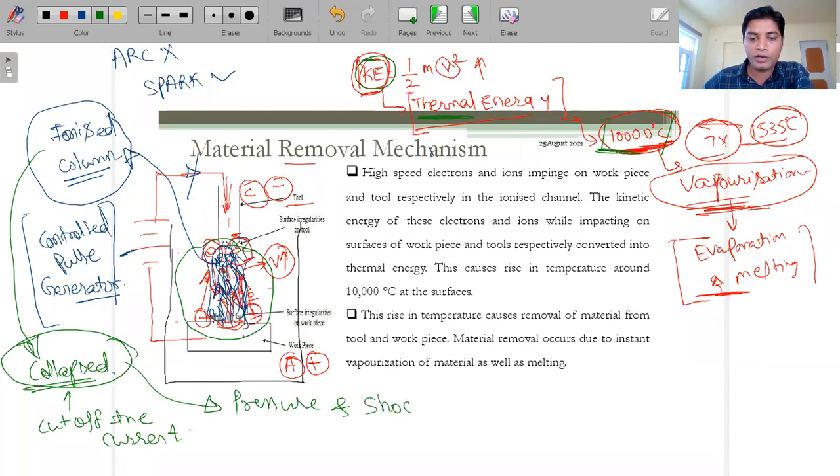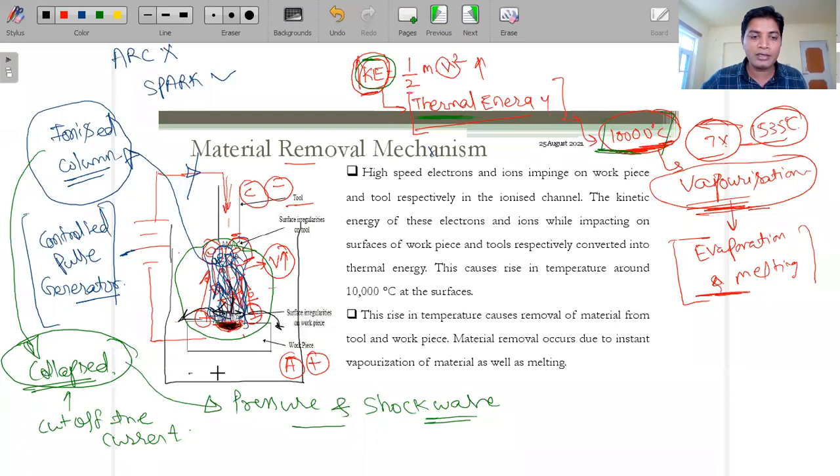Because of this pressure and shock wave, the material removed from the workpiece area, for example this material from the workpiece, is vanished out. As I said, the dielectric fluid is coming in here. So as the shock wave is generated along with this dielectric fluid, the material removed in the workpiece area will also be flushed out.